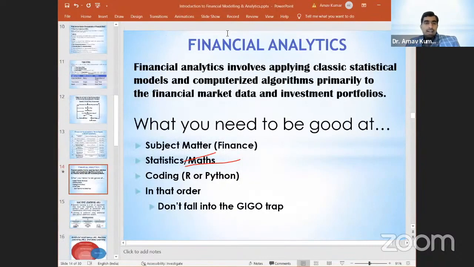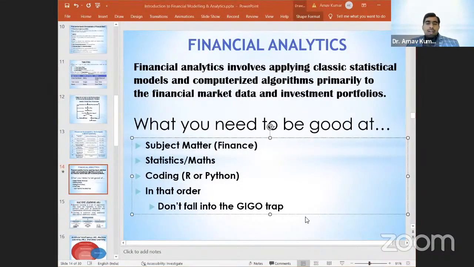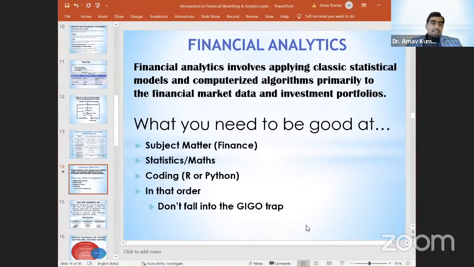Now I will start with the last part of the session, which is financial analytics. So now let's talk about the latest thing that is there in the picture, and it is called financial analytics. The application of analytical techniques, primarily statistical as well as those developed from computer algorithms, to the problems and field of finance is what we are talking about in financial analytics.